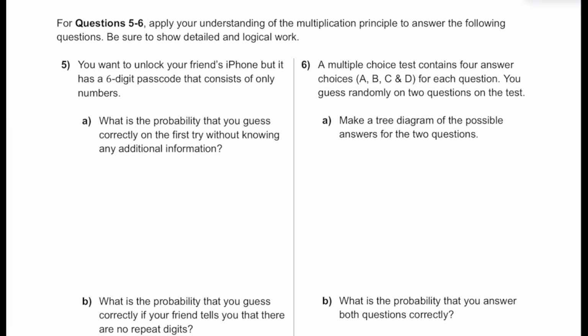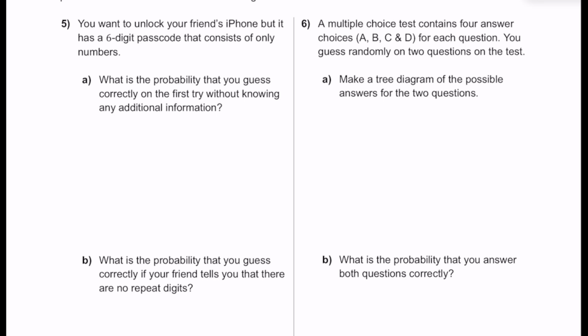All right, in questions 5 and 6, let's apply our understanding of the multiplication principle to answer the following questions. Let's make sure we show our work as well. For number 5, we want to unlock your friend's iPhone, but it has a 6-digit passcode that consists of only numbers. What's the probability that you guess correctly on the first try without knowing any additional information? Well, there are 6 digits here, so it's a good idea to write out our spots: 1, 2, 3, 4, 5, and 6.